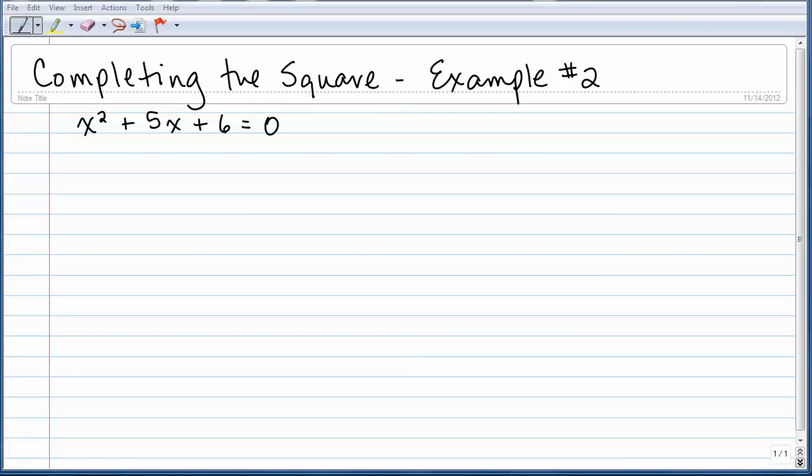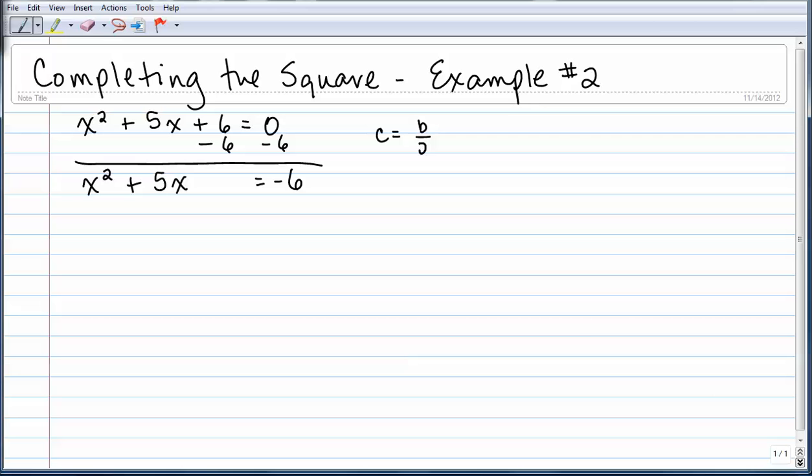Here's another example of how to solve a quadratic equation by completing the square. My first step is to move my existing c to the other side of the equation. So I subtract 6 from each side, and I get x squared plus 5x equals a negative 6. Now I want to find a new c.